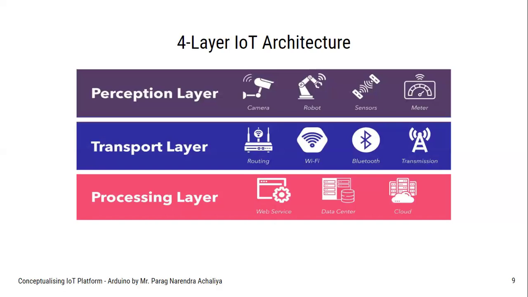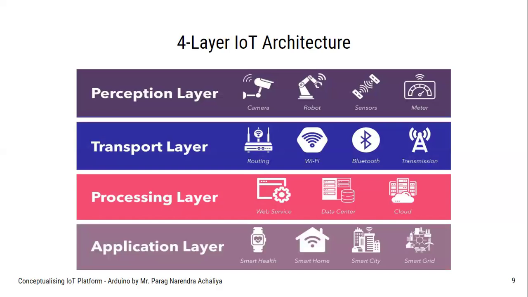And the fourth and last layer is your application layer, where actual IoT applications are developed or deployed, like your smart health system, smart home, smart city, or smart grid. Likewise, so many IoT applications are there. They rely on the application layer of your IoT architecture, that is layer number 4. So these are the 4 layers of your IoT architecture: perception layer, transport layer, processing layer, and application layer.